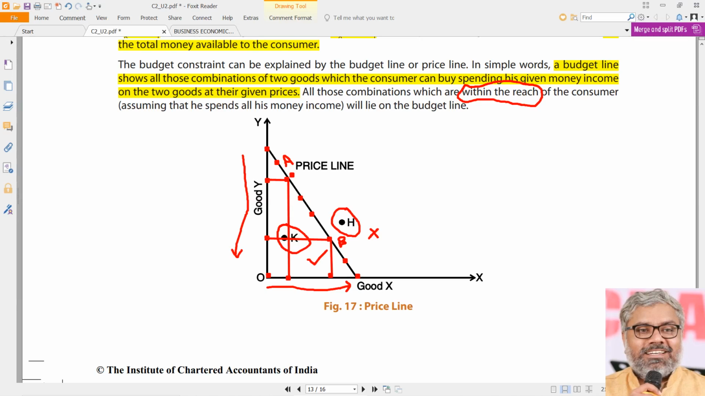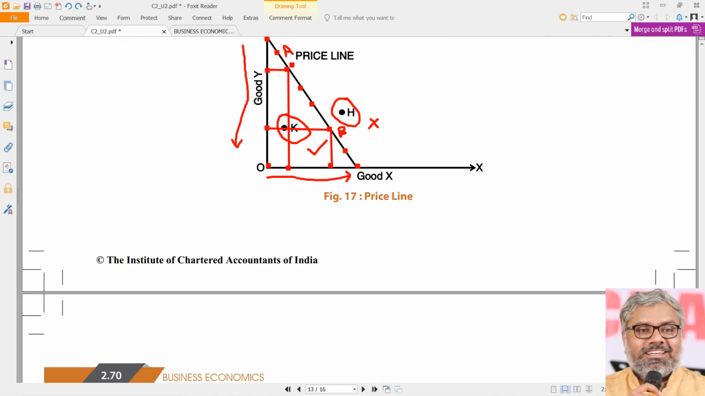If the consumer is not willing to spend everything like at A and B, and is willing to spend less than A and B, something like point K, that is his choice. But that is well within his budget, for sure. He still will be left with some more money which he can spend for other purposes. So point K is well within his reach, point H is not within his reach. That's what we should understand.